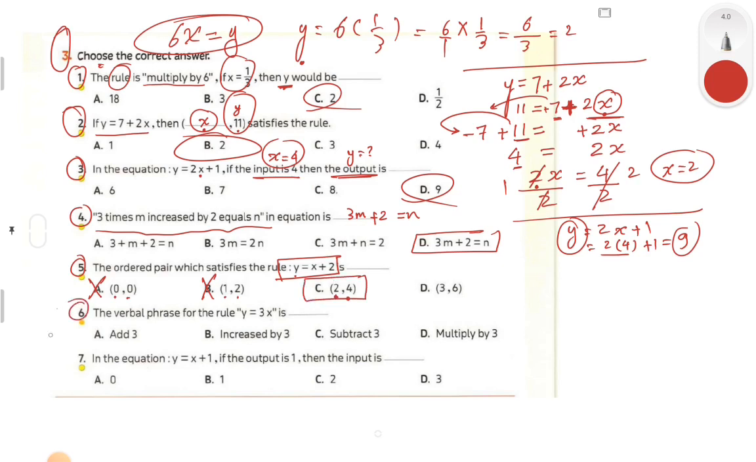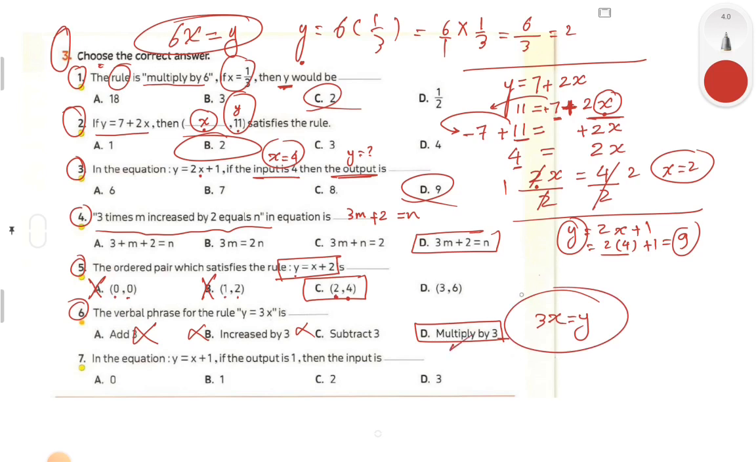Now, point 6. The verbal phrase for the rule y equal 3x. What is the meaning of y equal 3x? 3 multiplied by a number x, or 3 times x. Add 3? No. Increase? No. Subtract? No. Multiply by 3. When he said multiply by 3, that means 3 by x, or 3x equals y.